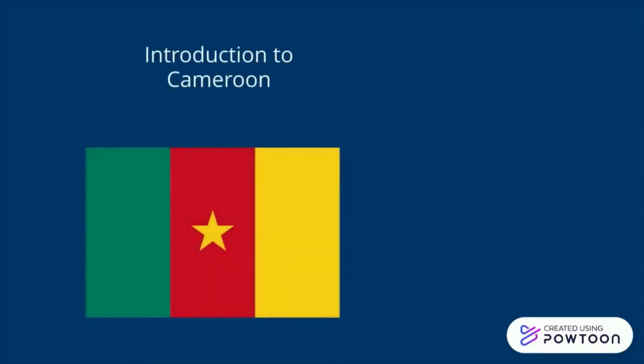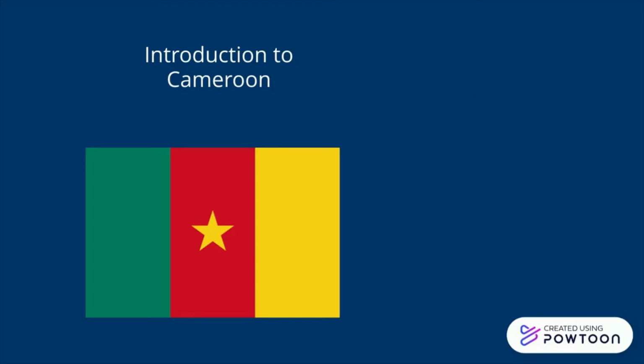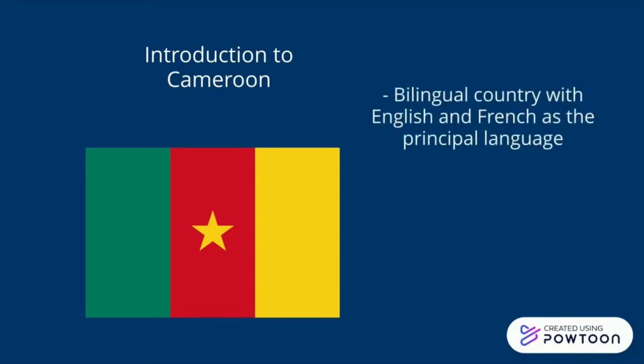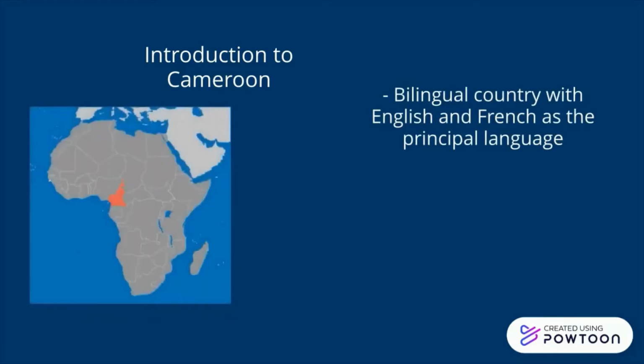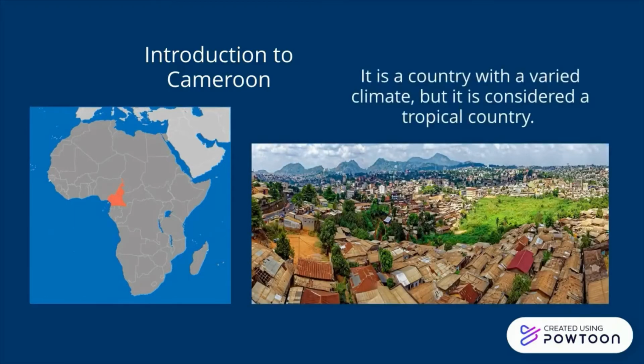Now, Fernanda and Constanza will give a little context about Cameroon. The Republic of Cameroon is a country located in Central Africa with approximately 25,876,380 inhabitants. Officially, it's a bilingual country with English and French as the principal languages, but more than 280 kinds of idioms of ethnic groups can be found. It's a country with a varied climate, but is considered a tropical country.